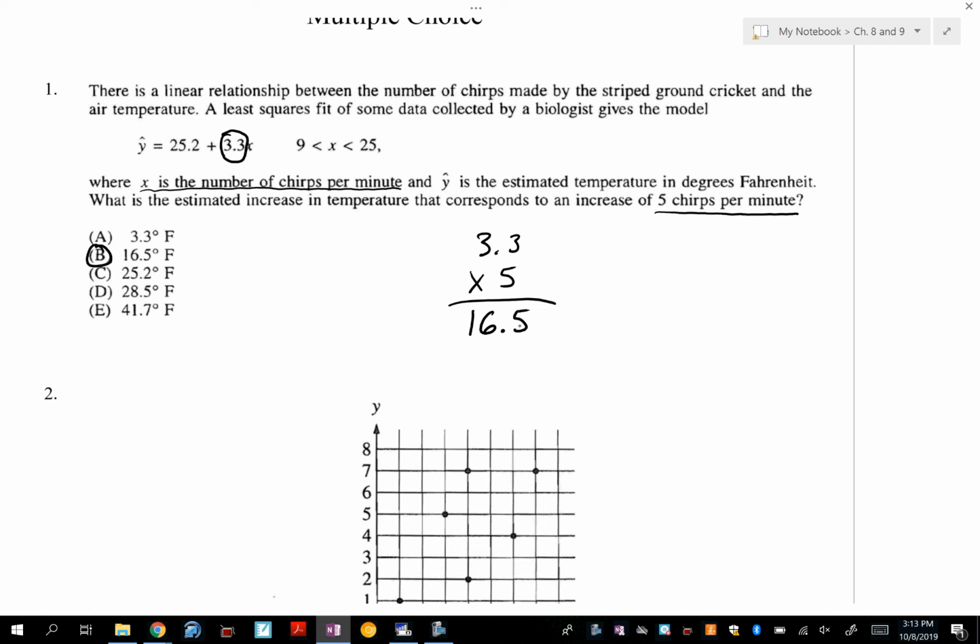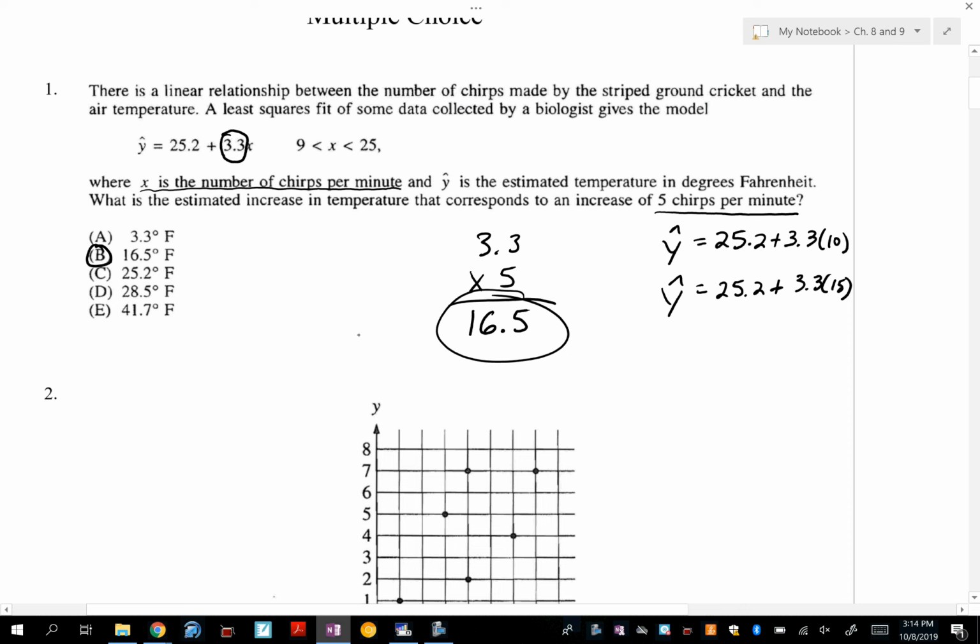If you wanted to, you could do this. You could have plugged in 10. Watch this. Could have plugged in 10, because that is greater than 9 but less than 25. And then what's 10 plus 5? You could have plugged in 15. And if you compare those, if you subtract those answers, you get 16.5. Okay.